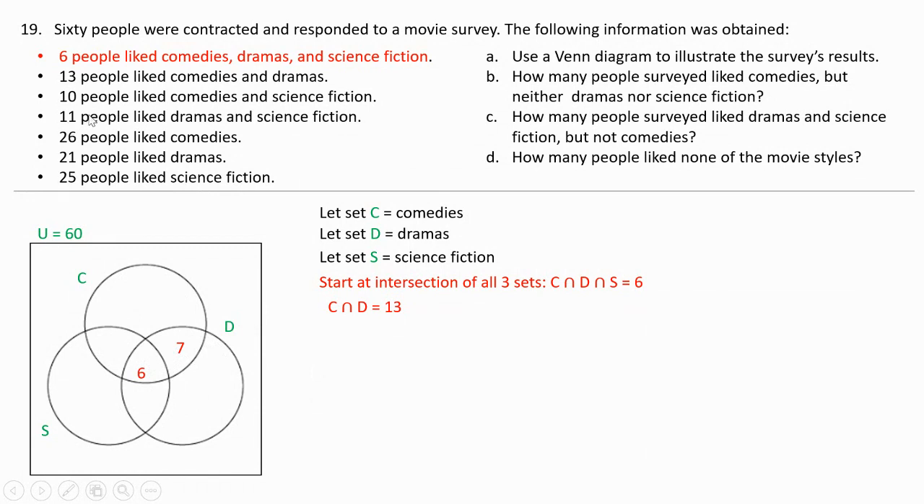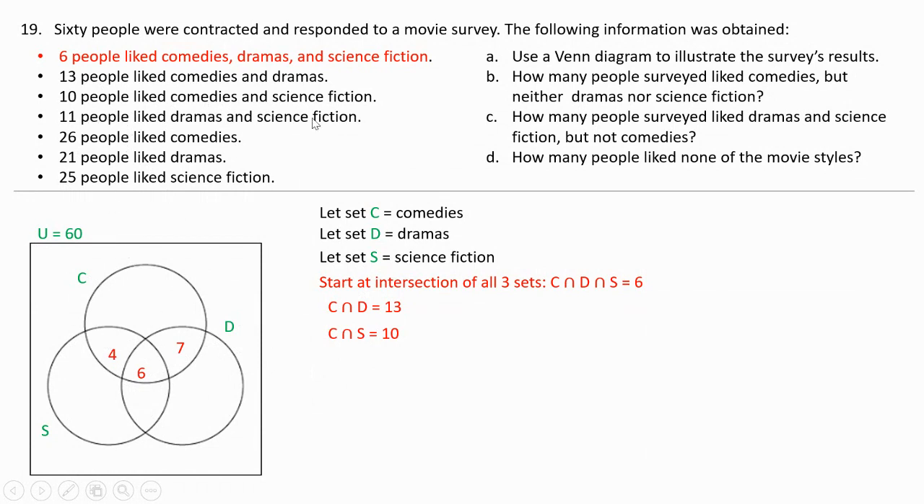Now let's do 11 people like dramas and science fiction. So dramas and science fiction will be this section here. So that's 6, right? That's 10. So this has to be, I'm sorry, this one here. Let me see, it says here, comedies and science fiction. Oh, right here, I skipped it. That's why it means this one here.